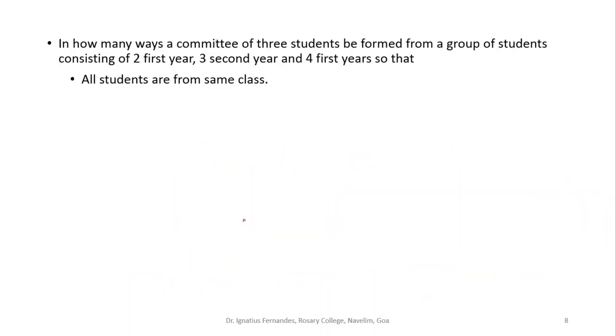The same way, we'll consider the same example. We have 2 first year, 3 second year and 4 third year students, and we want to form a committee of 3 students so that all students are from the same class. So all students should be from the same class. Now there is no way that I can form a committee of 3 students so that all students are from first year, because first year has only 2 students as the members. So there is no way I can make a committee of these students.